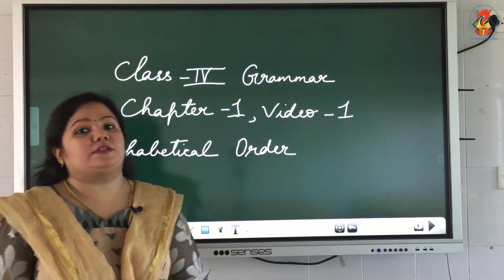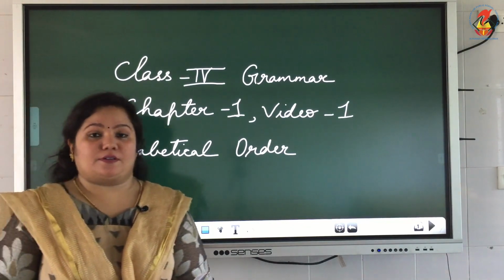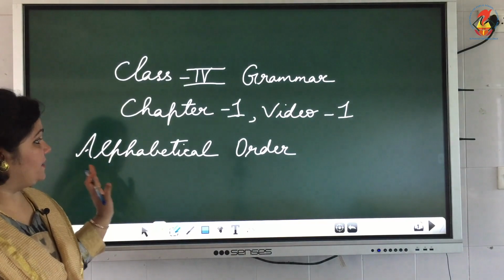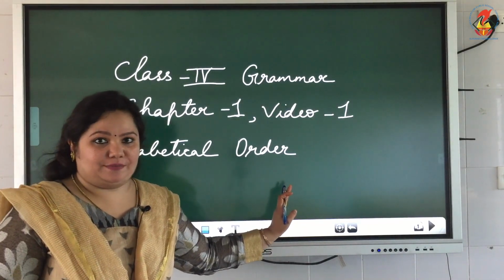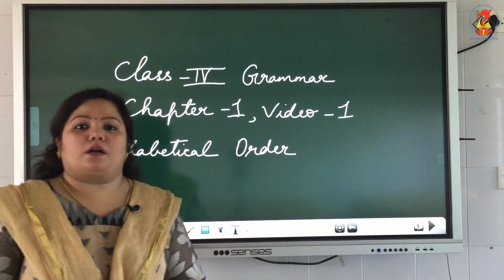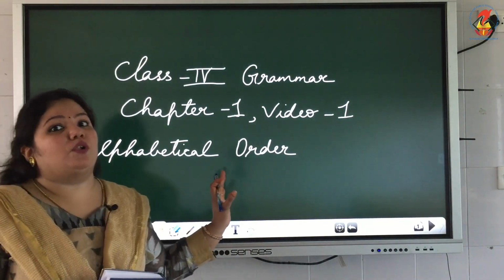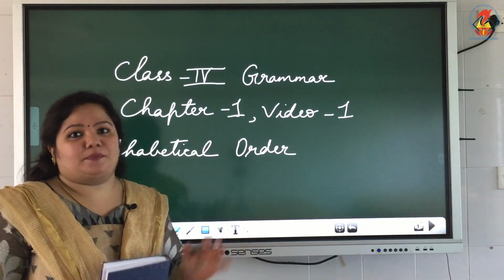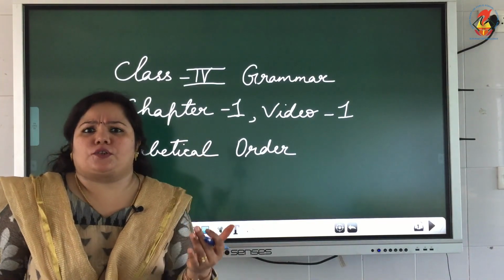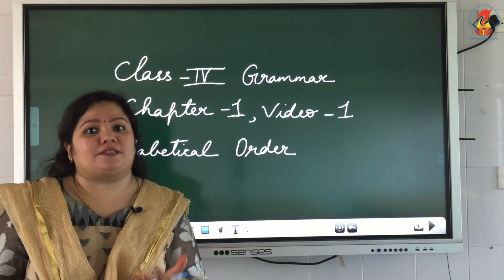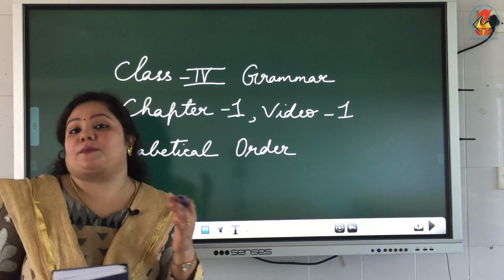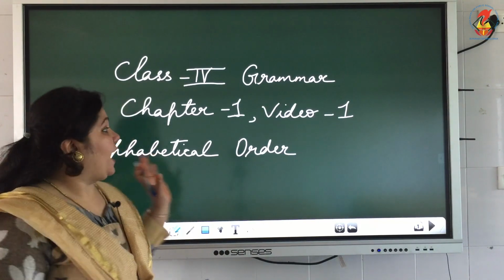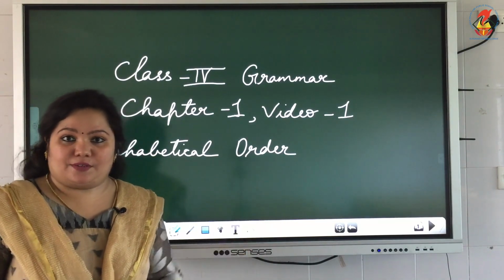Children, today we are going to learn the first chapter of your grammar textbook, and the name of the chapter is Alphabetical Order. Now, the word alphabet, all of us are aware of what it is. Alphabetical order means the natural order that we follow, like A, B, C, D and so on, right? The alphabets are placed in a certain order. So, our lesson is based on alphabetical order. Alright, children?